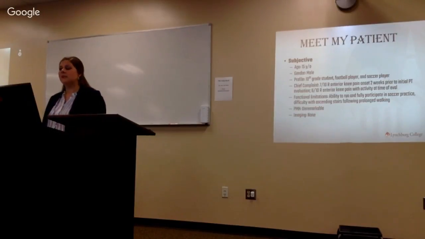My patient was a 15-year-old male. He's a 10th grade student, a football player, and soccer player. Coming into the initial physical therapy evaluation, he identified his chief complaint as right anterior knee pain, which began approximately 2 weeks prior to the initial eval. When giving him the 0 to 10 pain scale, 10 being the most extreme, he identified that his pain had reached a 7 out of 10. At the initial eval, he identified it as 6 out of 10, and that was with activity.